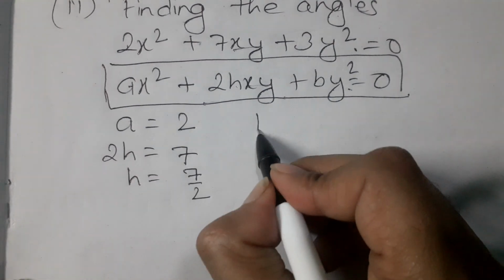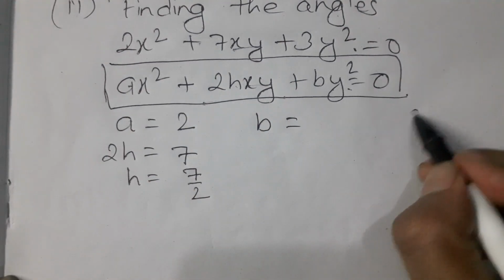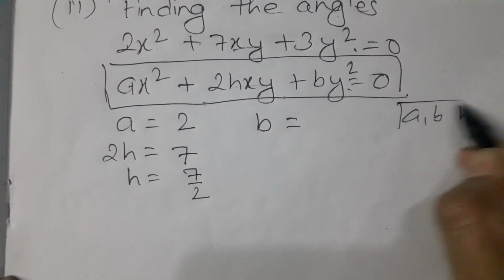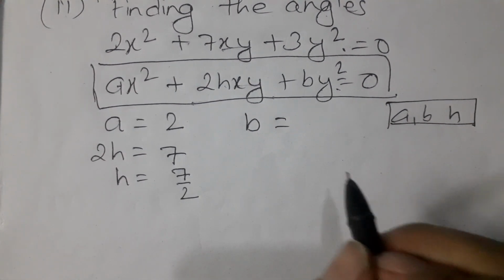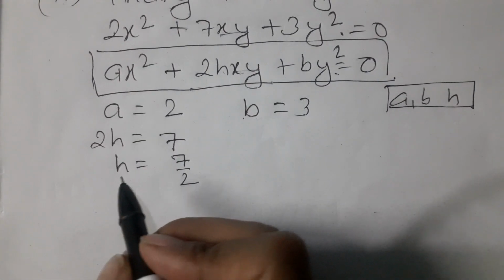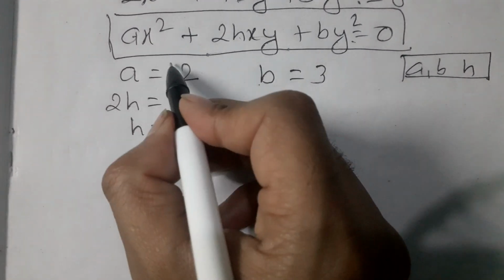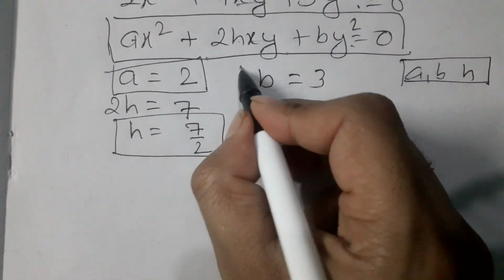Okay, one thing I'm not revealing, why am I doing this? I need to find a, b, h. Okay, so a, b, h is very important while finding the angle. Why is it important? Because later on I'm going to reveal the formula, so stay tuned with me. So b equals 3. So in this way we have all the values here. So a is 2, h is 7 by 2, and b is 3 by 2.